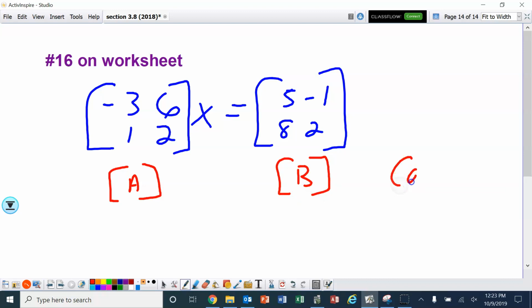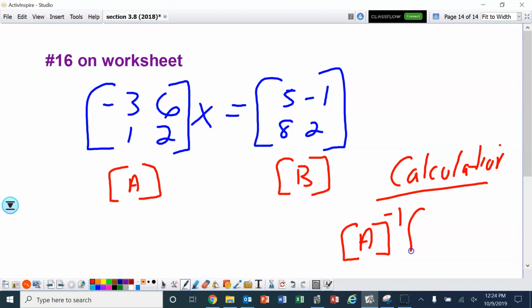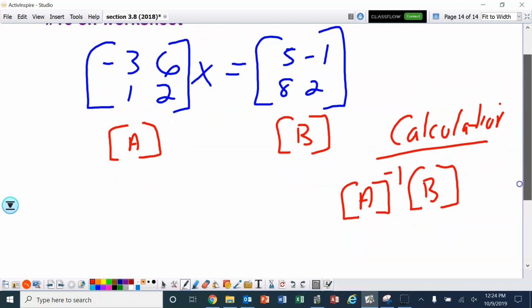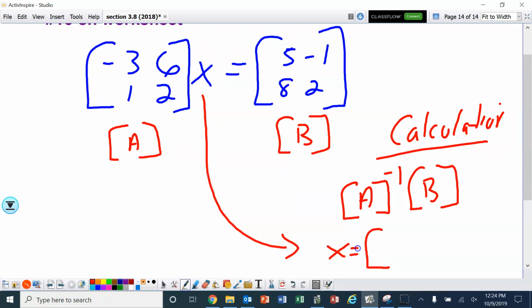When you're all done, you're going to then go and do the inverse of A times B. And when you're all done, that is what your answer is. That's what they're asking you to do. Okay, it's in a little different format. So you're doing it the same way. Put that in A, put that in B, take the inverse of A times B, and that's your answer.